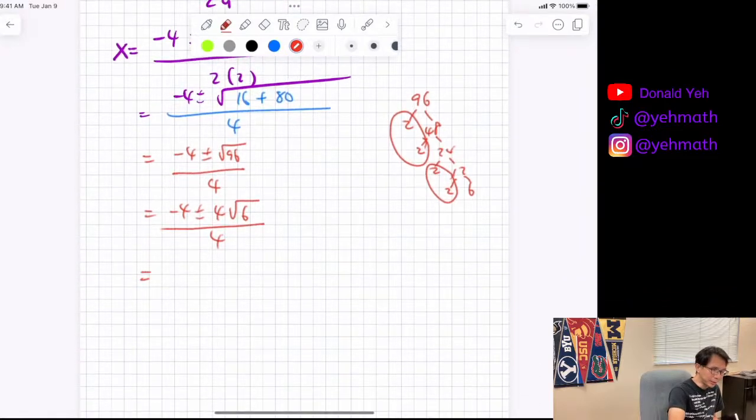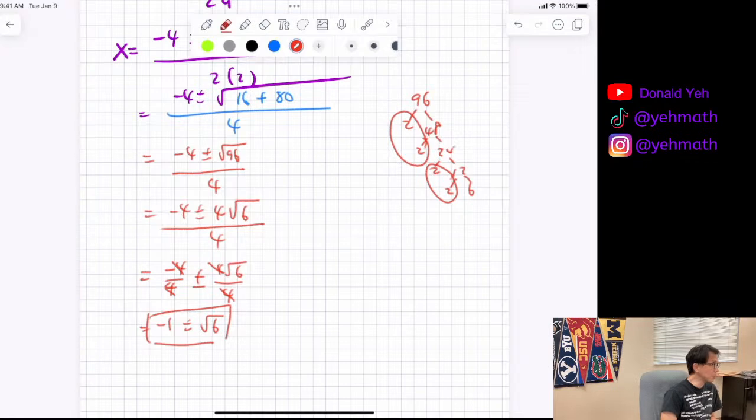Later on, you're going to split this. Why do you split it? Because you might simplify more. So 4 square root of 6 and 4. Now that 4 does not simplify with the 6, but this 4 does simplify with the 4. So it'd be -1 plus minus square root of 6. And that is the two solutions.